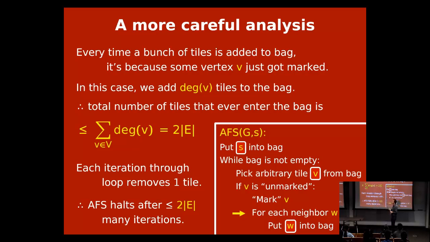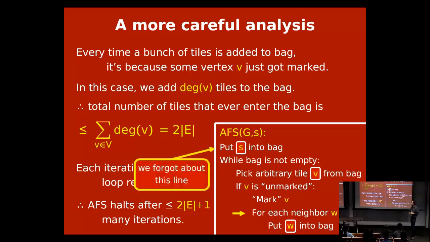Now suppose you have the empty graph, which has 0 edges. Does this thing halt after 0 iterations? Do 0 tiles go into the bag? How many tiles go into the bag in the empty graph? One. I mean, we forgot about this line right here. That's 1 more tile that goes into the bag. So that was minus 0.5 points. But it's basically 2 times E, so it's order the number of edges.